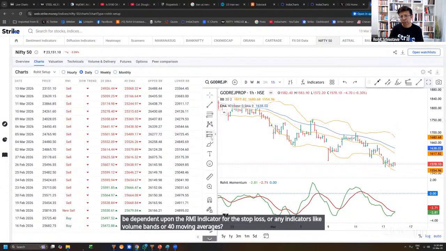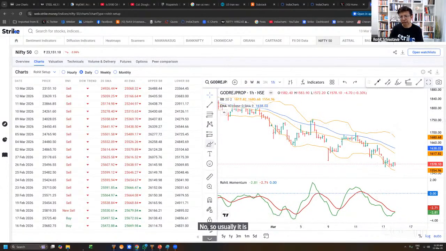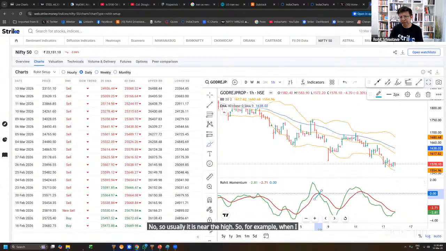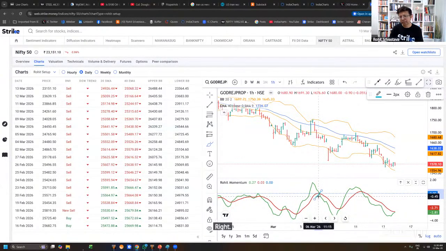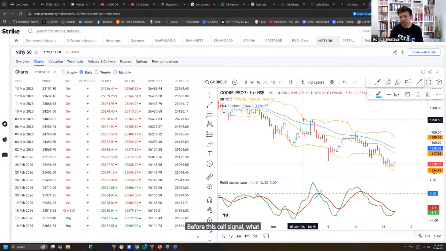So usually it is near the high. For example, when I get this sell signal, before this sell signal, what is the highest point where it had gone to, which is here? So I will usually put my stop loss maybe a rupee or so above. I don't put it exactly at the high. Like this is 1756. I will say, okay, put it at 1760 or 1770. 1770 is better because 1700 is a very big number.